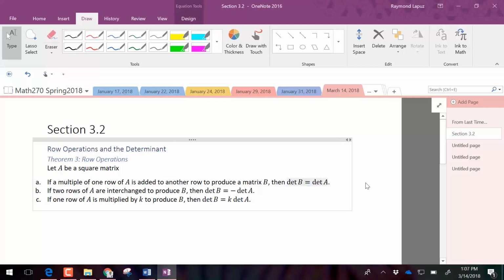If you have a square matrix and you perform one of the 3 elementary row operations, then your results will come out to be one of these. So if a multiple of one row of A is added to another row, and then you have a new matrix, then the determinants of those two matrices will be the same.